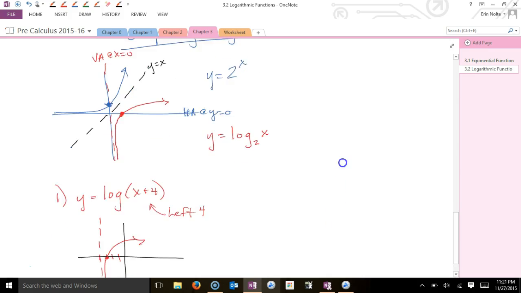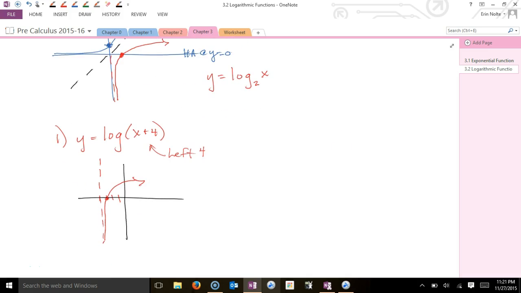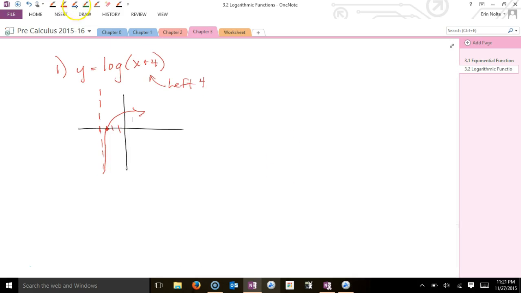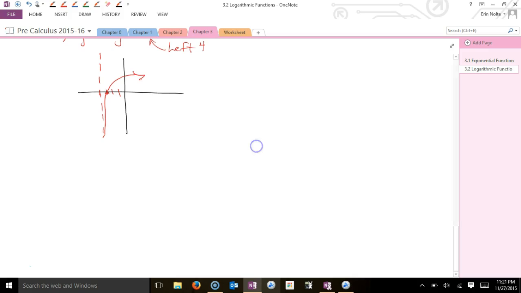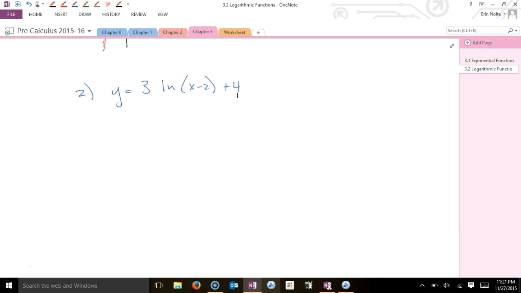Okay, so should I do one more? Like as complicated as I can imagine? Actually, let me do two. Let me do one slightly more complicated and then the super, super complicated one. Okay, let's say we have 3 natural log of x minus 2, plus 4. That's pretty complicated. That has a lot of translations in it.